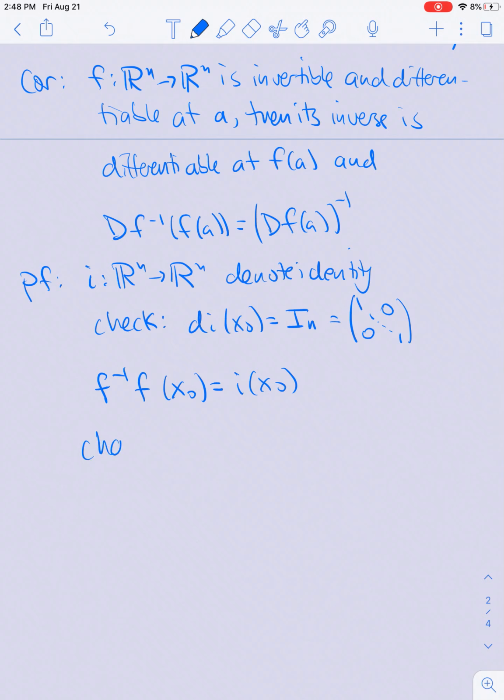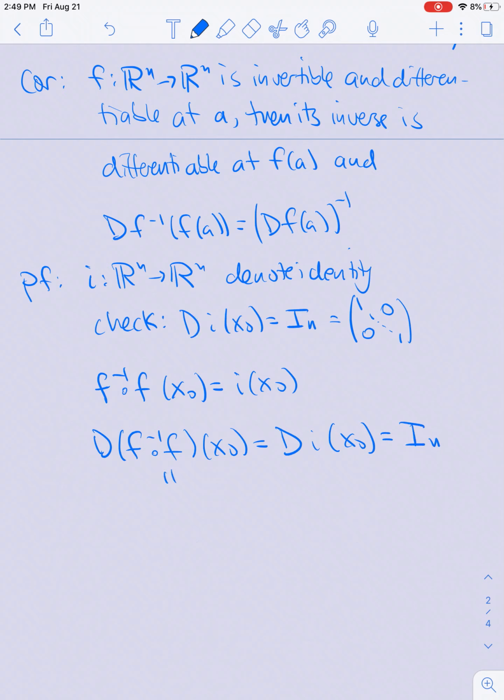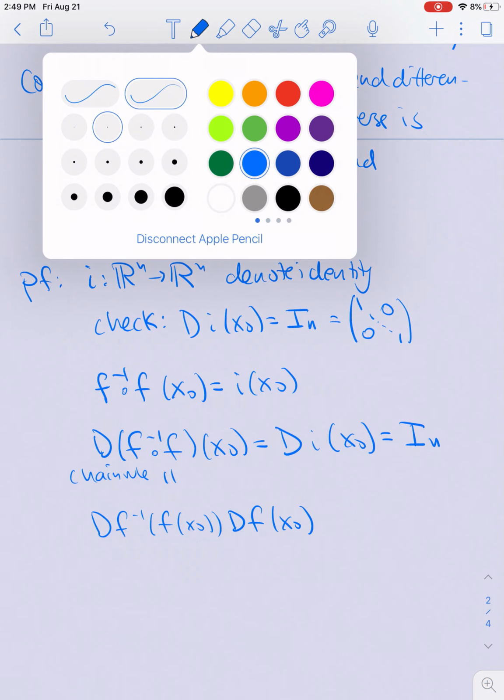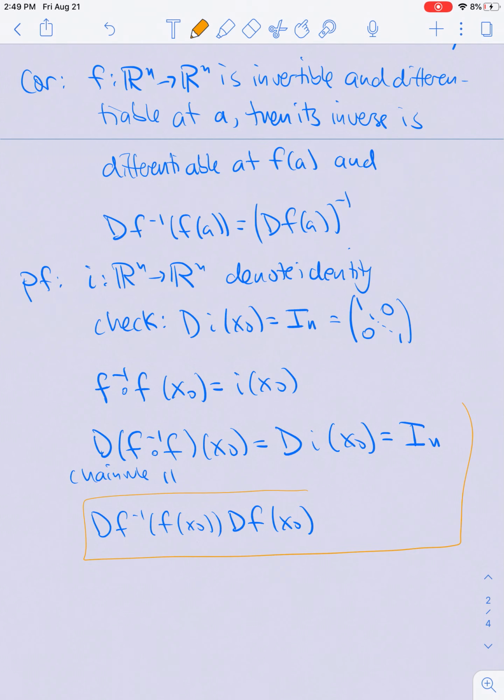We know this because f inverse is f's inverse. And actually first, before even applying the chain rule, we can say that d of f inverse composed with f at x naught should be d of I at x naught. And I apologize, here I had a little d and I should have a big D, which is just the n by n identity. By the chain rule, this is d of f inverse at f of x naught multiplied by df at x naught. So we've proved what we wanted to prove. We've proved that these two are equal, which is exactly the same as that.